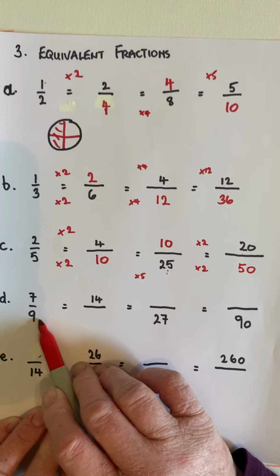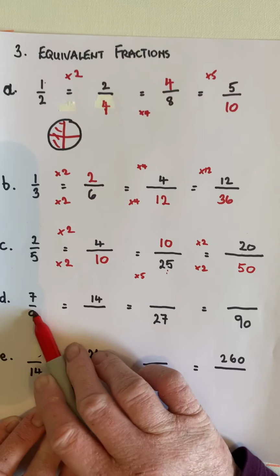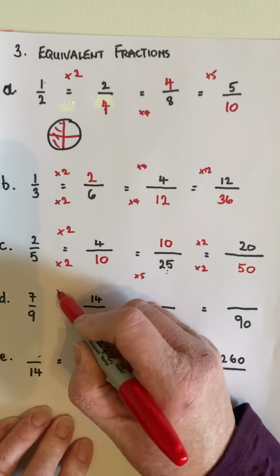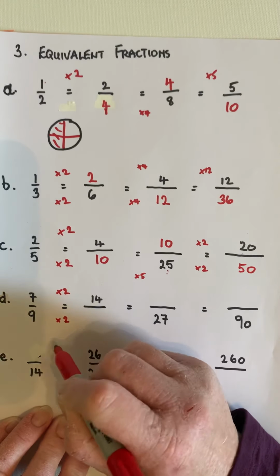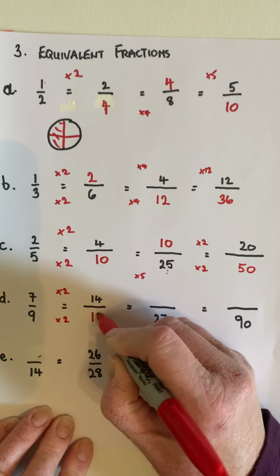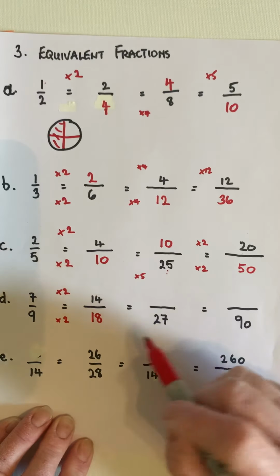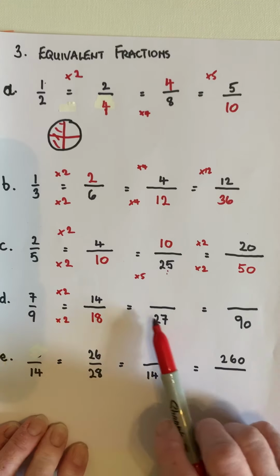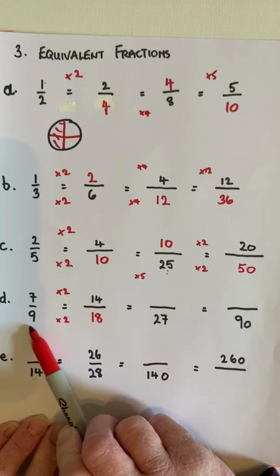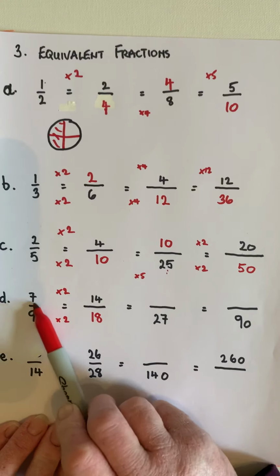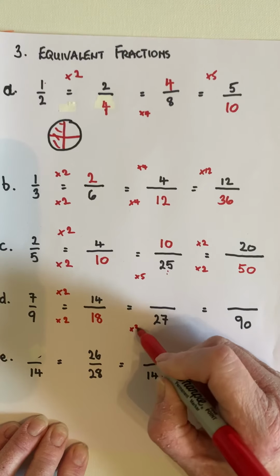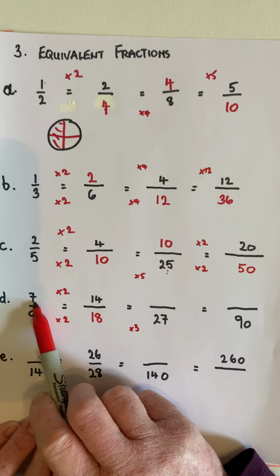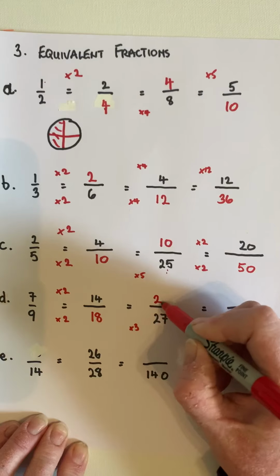Right, 7 ninths. 7 times what is 14? Times 2. What I do to the top, I do to the bottom. 9 times 2, 18. How then do I get to 27ths? I'm going to go back to the 9. 7 ninths. 9 times what is 27? It's times 3. So it's got to be 7 times 3, 21.